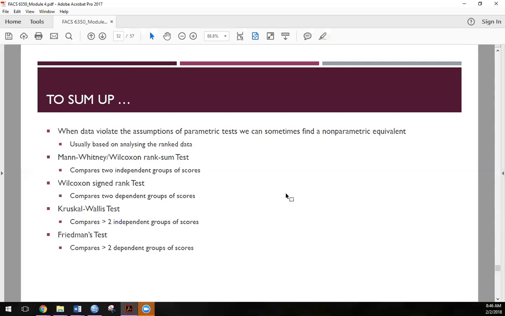And then the Kruskal-Wallis compares more than 2 independent groups of scores. So the Kruskal-Wallis is perfect for BMI categories. So you have underweight, normal, overweight, and obese. So you have 4 categories.